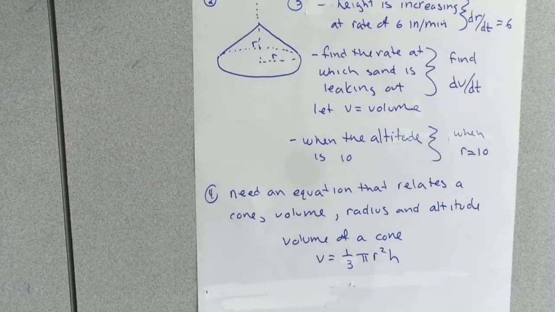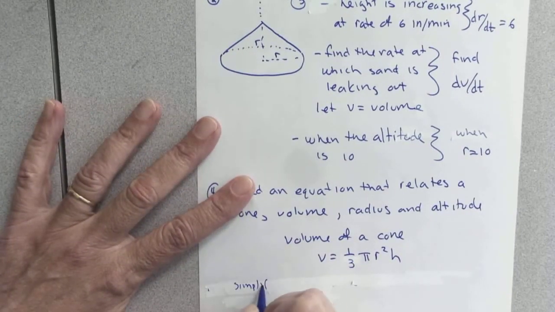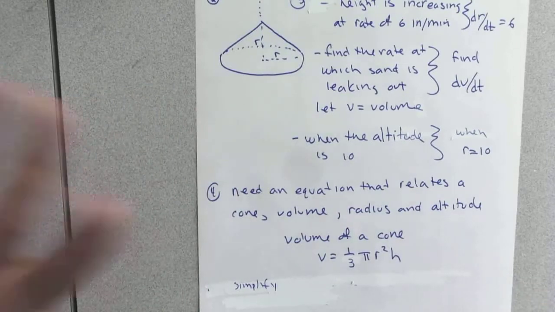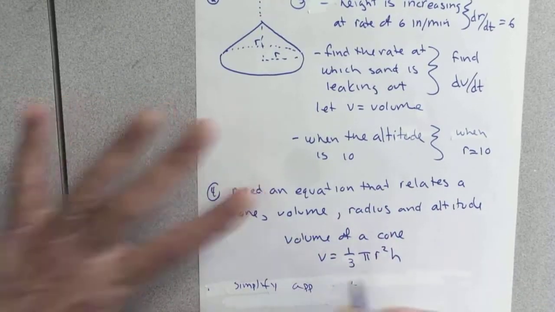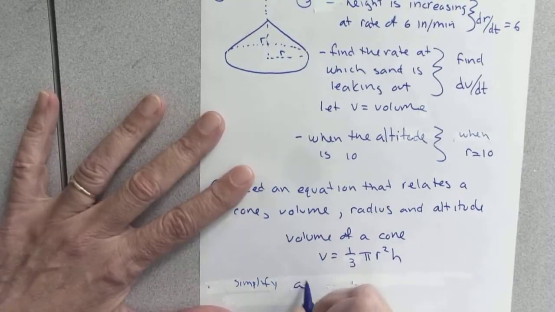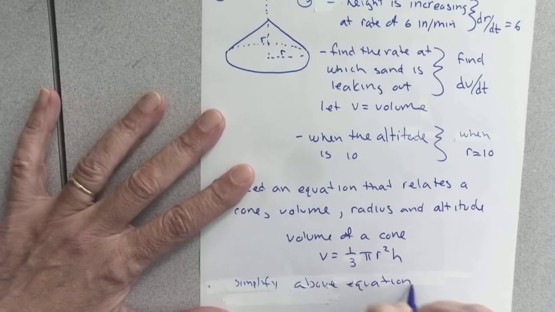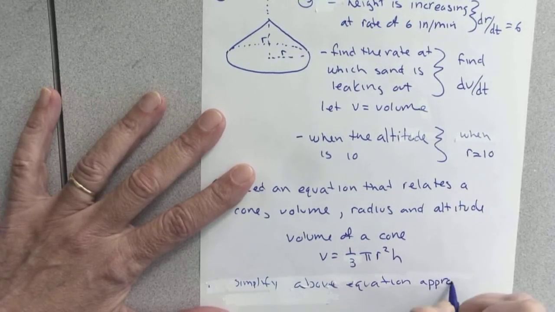Okay, so I said I was going to implicitly differentiate, and we're about to do that. But there is my basic formula. What I want to do before I go to the implicit differentiation step is simplify as much as I can. Simplify the above equation appropriately.